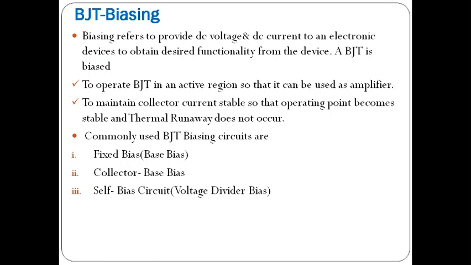When you are operating the BJT in the active region, only then can we use it as an amplifier. Thus, to maintain the collector current stable so that the operating point becomes stable and thermal runaway does not occur, we popularly use biasing techniques. First is fixed bias, which is also called base bias. Second one is collector to base bias. Third one is self bias or voltage divider bias, and emitter bias circuits.